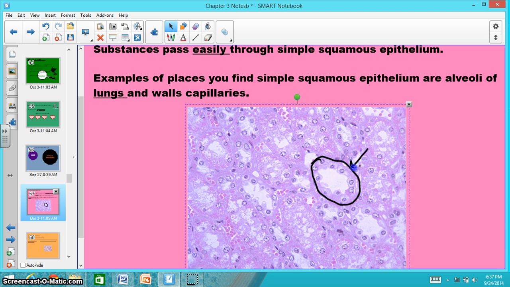Right there is the basement membrane. This right there is your free surface. And in between that is your thin, flat layer of cells, your simple squamous. This is in your lungs, in the alveoli, where gas exchange takes place. So that's where your carbon dioxide and your oxygen are moving back and forth. When you look at these under the microscope, this is the type of thing that you want to focus in on. This is what you will be tested on when we do our microscope lab test.